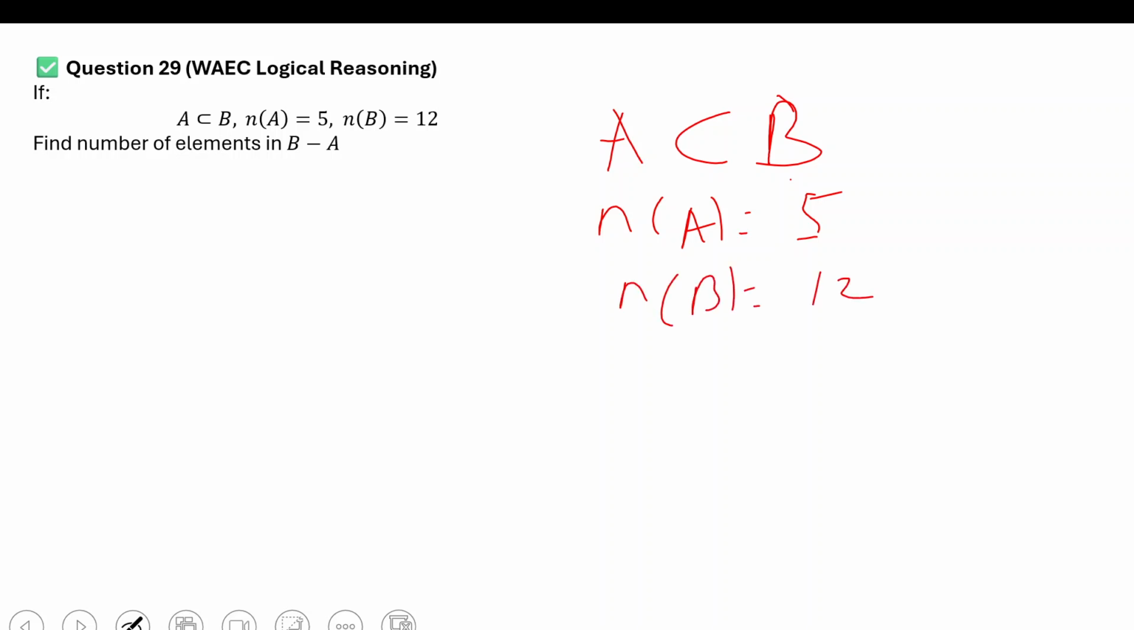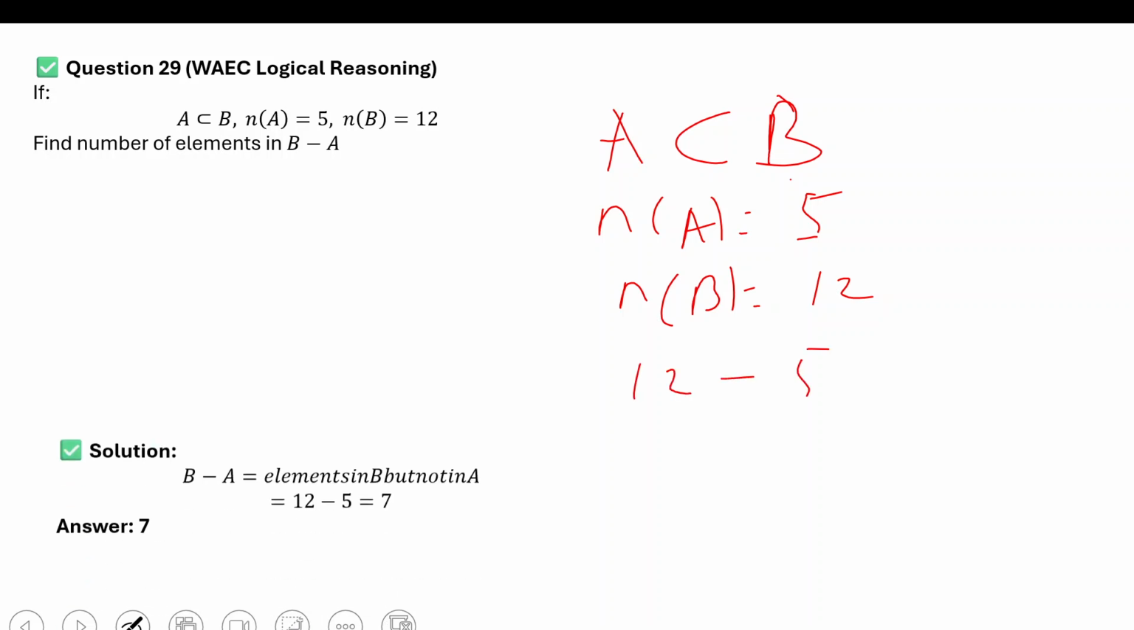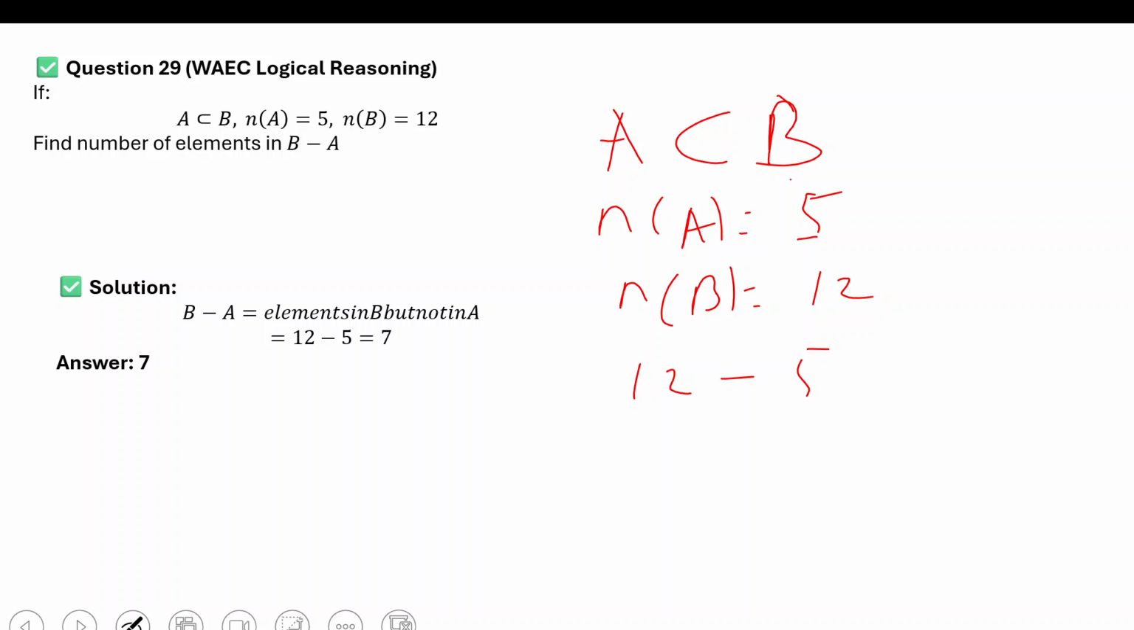Question 29 says if A is a subset of B, meaning A is inside B, and the number of A is equal to 5, and the number of B is equal to 12, what is B difference A? That is what is inside B and not inside A. So it's just 12 minus 5, right? B difference A is the elements in B but not in A. So the number is 7.